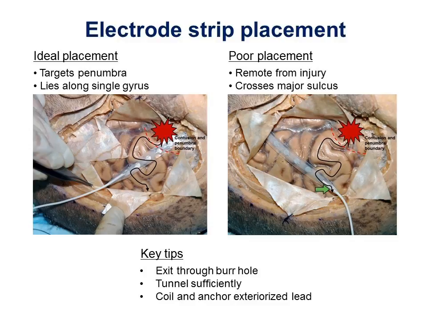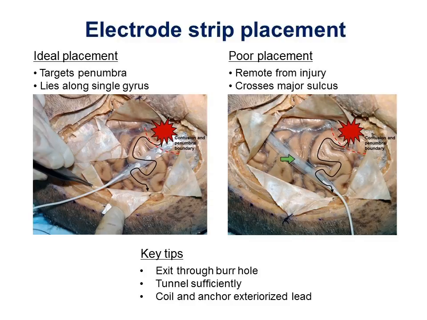But we know that they do have difficulty spreading across, traversing sulci, going down through the sulci and coming back on the other side to the adjacent gyrus, and particularly crossing major fissures such as the Sylvian fissure here. So we prefer not to place the electrode strips across these major fissures, and preferably along a single gyrus.